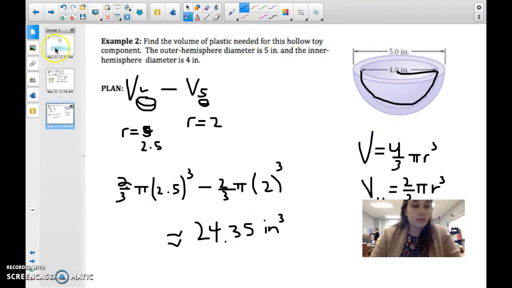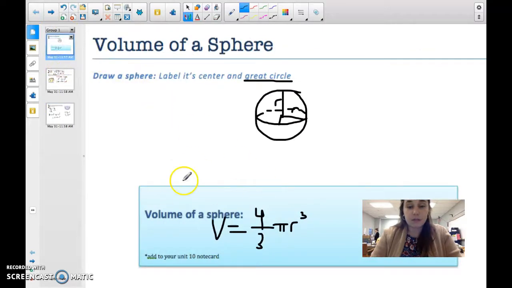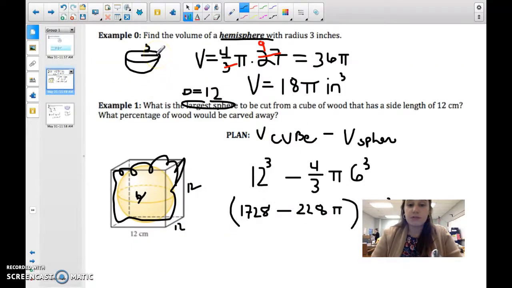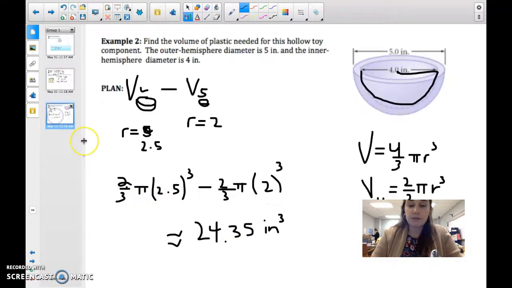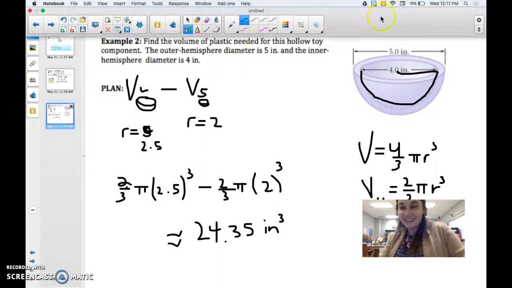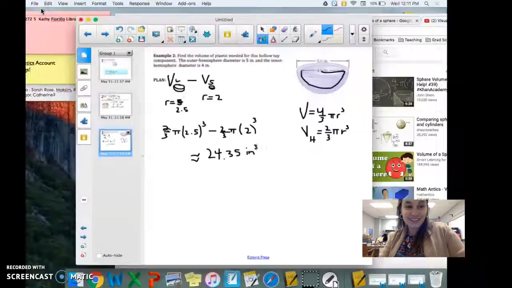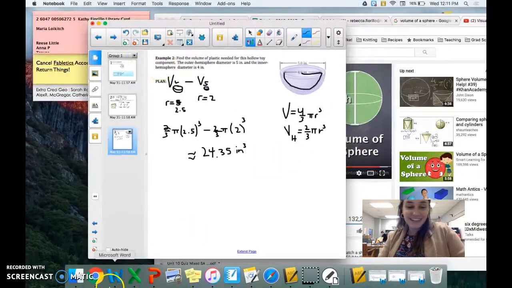So really what to take away is this formula. Make sure you add it to your Unit 10 note card, 4/3 pi r cubed. If you want to find the volume of a hemisphere, just do that cut in half. And that formula cut in half is 2/3. One second. And now I will end this video if I know how to.